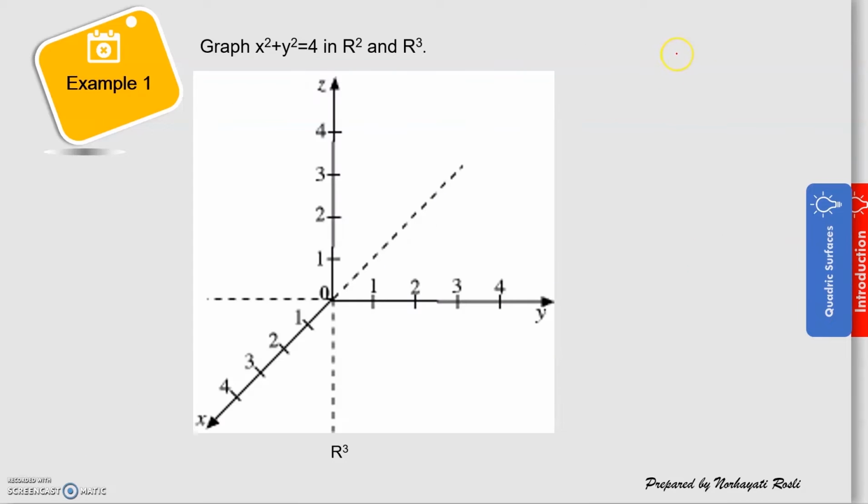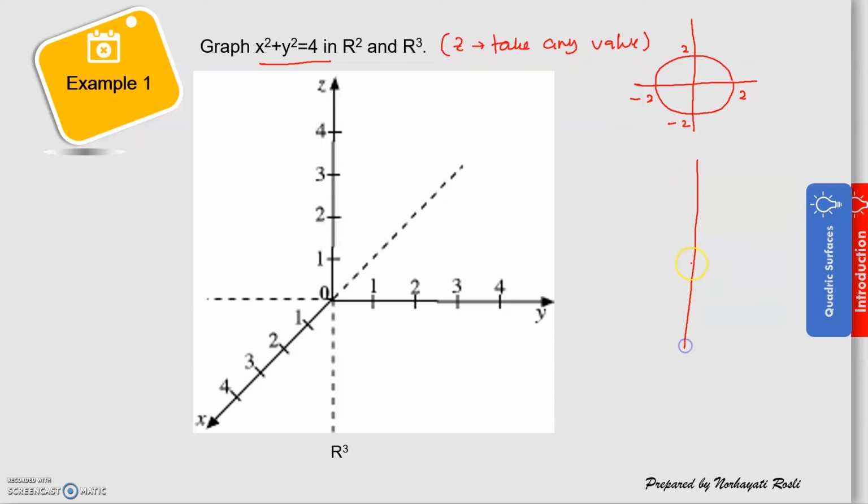Now we want to sketch the graph of x squared plus y squared equal to 4 in R3. If you still remember, in R2 we have a circle. Okay, this graph forms a circle with radius 2, with 2 and negative 2 here, and 2 and negative 2 here. If you look at this equation, there is no z. This means that in this case, z can take any value. How can we transform this into the three-dimensional coordinate system?